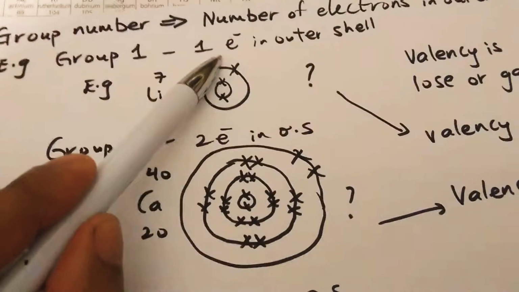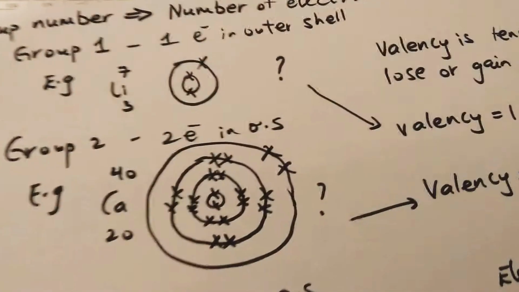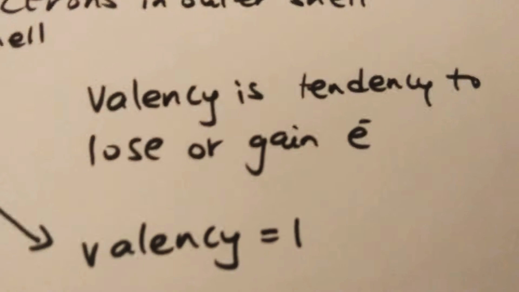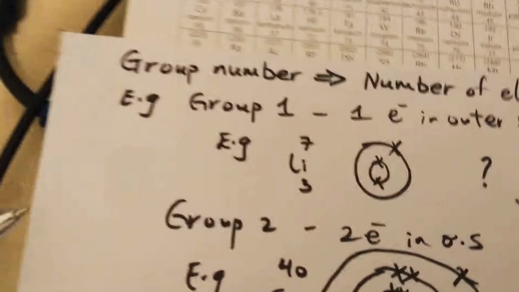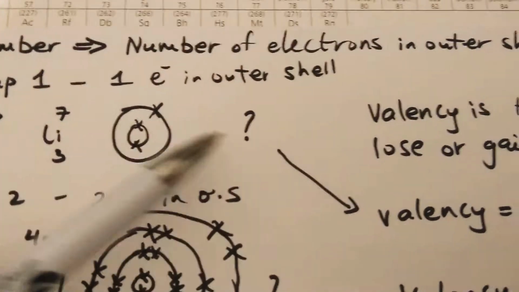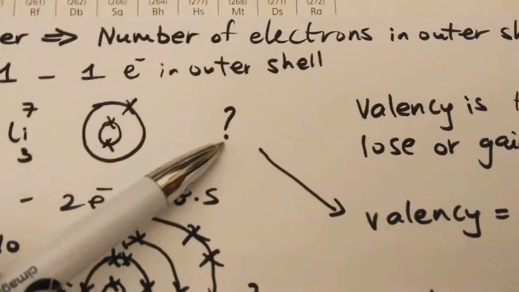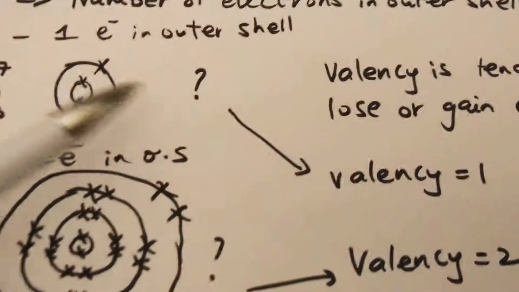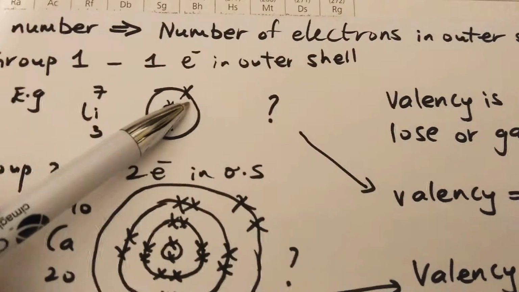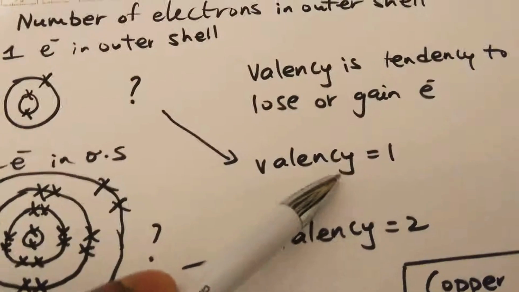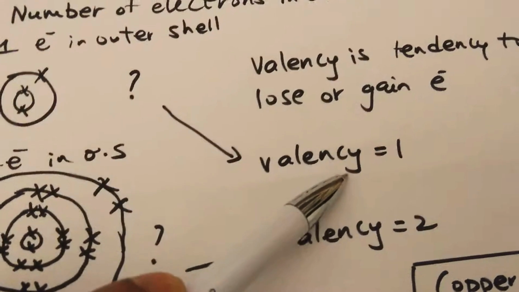For group 1, 1 outer electron. What is the valency? Valency is basically the tendency to lose or gain electrons. So in the case of lithium, group 1, it has 1 outer electron. The question you need to ask yourself is, is it easier to gain or to lose? In this case, it has 1 outer electron. Okay, the tendency would be it is easier to lose 1 electron. So the valency is 1.